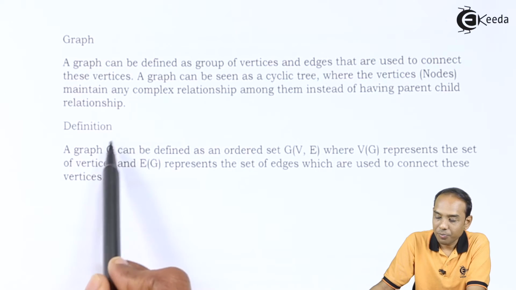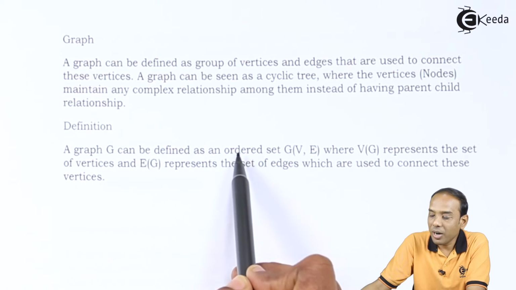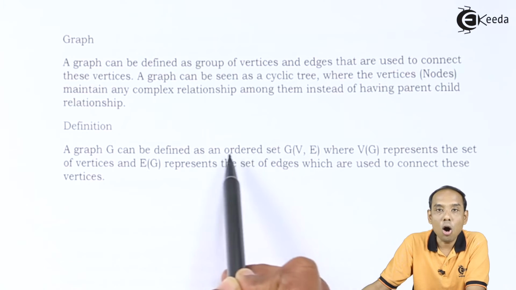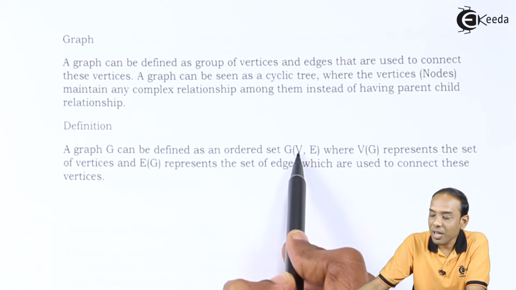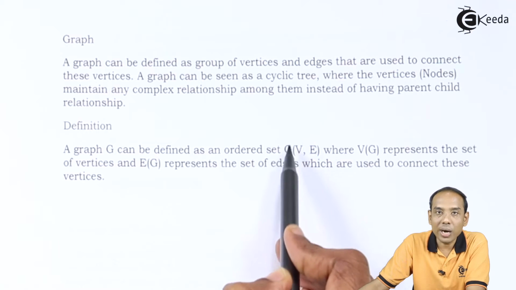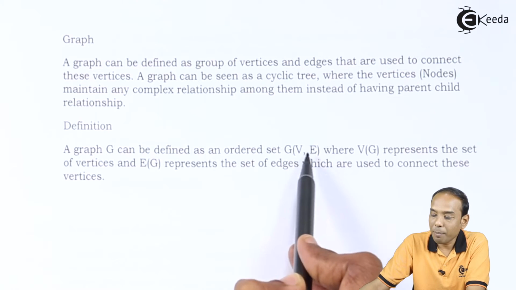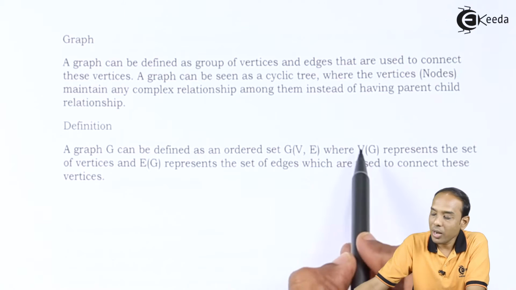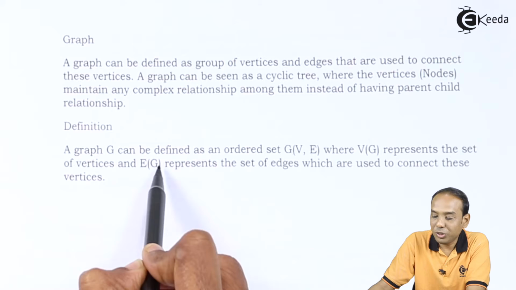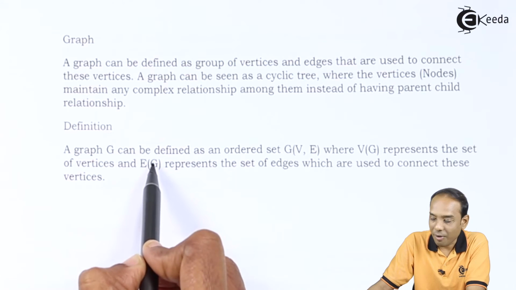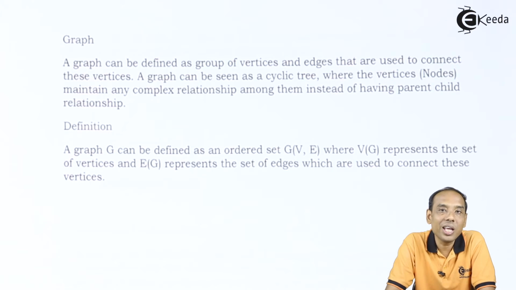A graph G can be defined as an ordered set. It is very important that we have the ordered set. We represent it as G with the variables V, which represents the set of vertices, and E, which represents the set of edges, where V of G is the set of vertices and E of G is the edges of the graph. So when we deal with a graph we have the vertices and its edges. Vertices are connected through the edges.